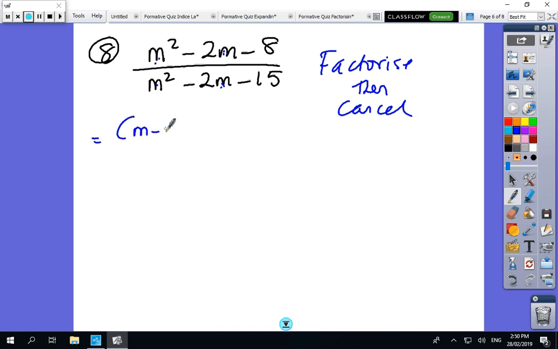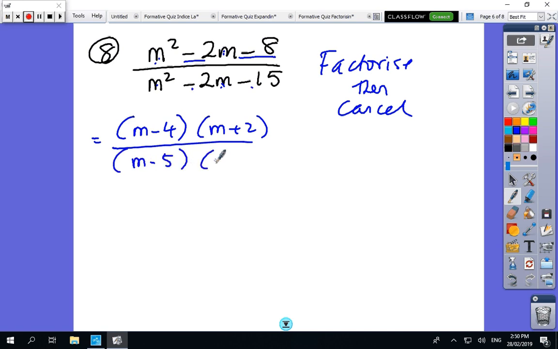Okay, so we've got minus 8 giving a minus 2, so we have to have minus 4 and plus 2. Minus 15 giving a minus 2, so I have to have minus 5 and plus 3. Great. And nothing cancels out. So that's the answer. Okay, nothing cancelled. That was pointless, but anyway, it just proves you can't cancel these things out. Alright? Come across when you're ready.